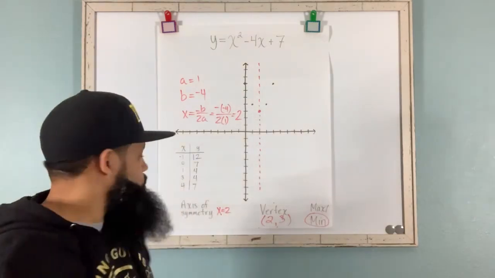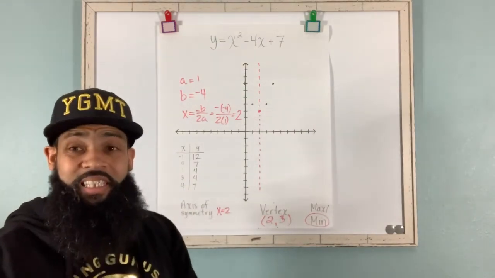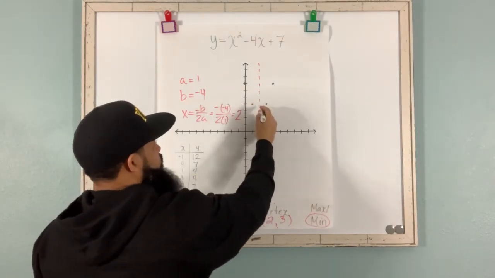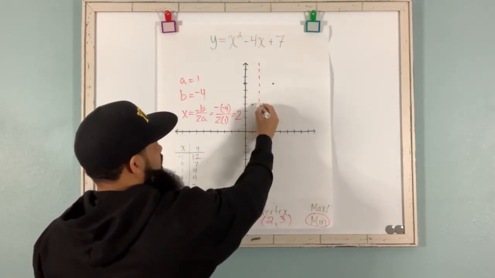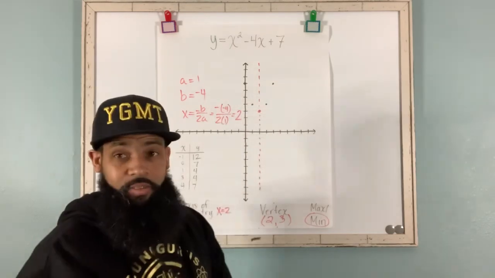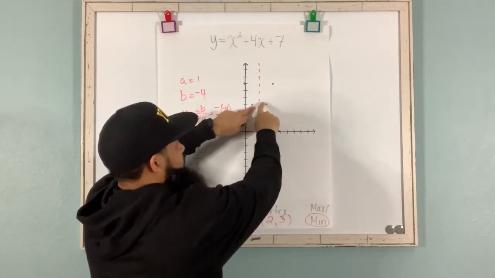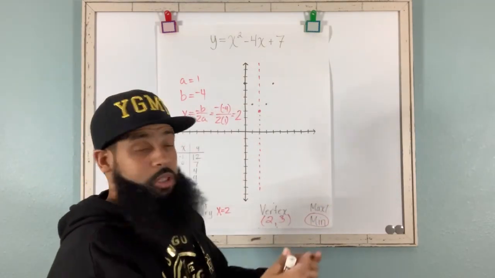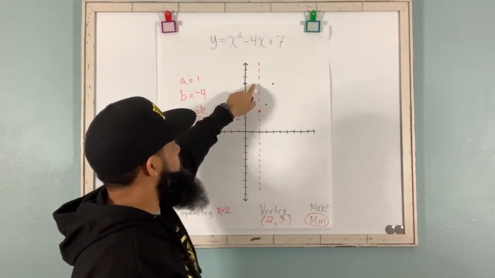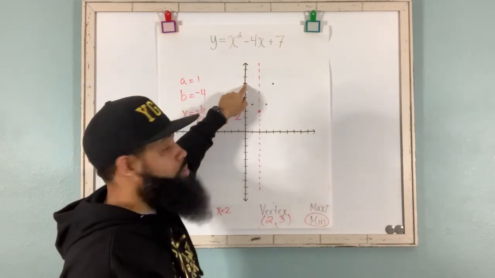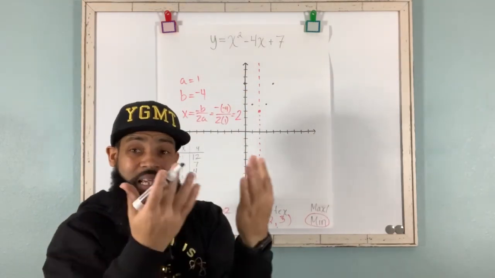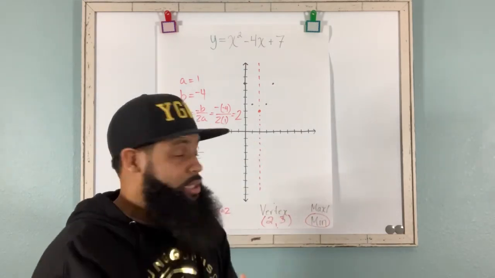And I didn't put 4, 7 on my table of values initially because, once again, this graph is symmetric. So when I have these values on the left side, notice this point 1, 4 is 1 unit away from the axis of symmetry. So I know automatically there's another point on the other side of that axis of symmetry, 1 unit away. Same thing here. This point is 2 units away from the axis of symmetry. So I have another point on this side that's 2 units away. That's why it's symmetric. That's why it's the axis of symmetry.